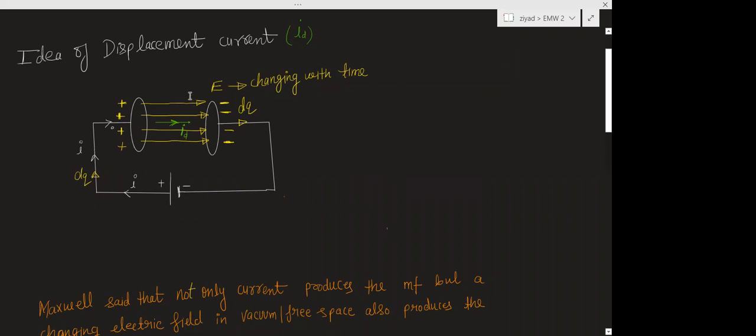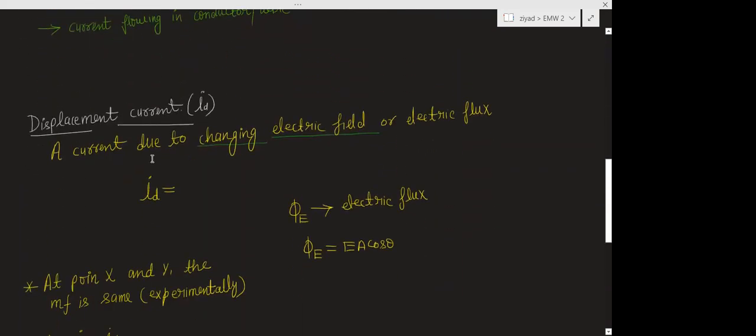By the way, the number of electric field lines crossing an area is known as the electric flux. Here you can see these are the electric field lines crossing the area of the plate of the capacitor perpendicularly, so it will also become the electric flux. That is why we can say that a current due to the changing electric field or electric flux is known as the displacement current.